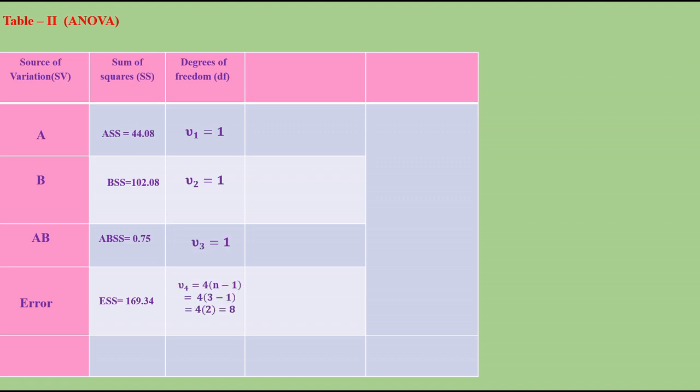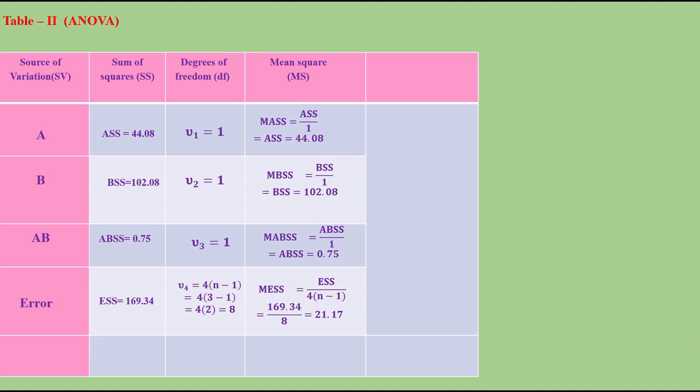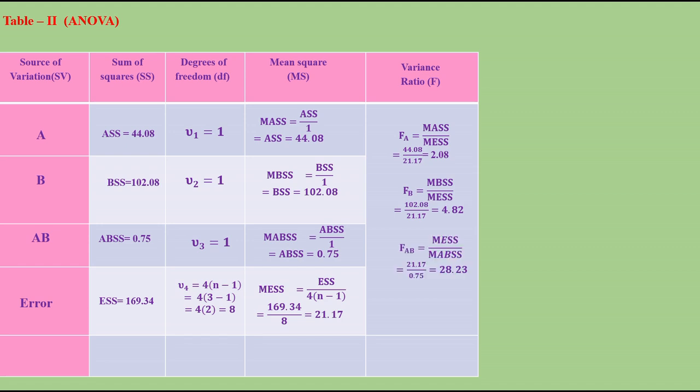Then the mean sum of squares is the sum of squares divided by its degrees of freedom. So for ASS it is only 44.08, for BSS the mean sum of squares is 102.08, and ABSS is 0.74. Then ESS will differ because the degrees of freedom is 8, so divided by 8 it is 21.17. Then the F test: FA is equal to MSS by MSE, 2.08, FB is equal to 4.82, FAB is equal to 28.23.